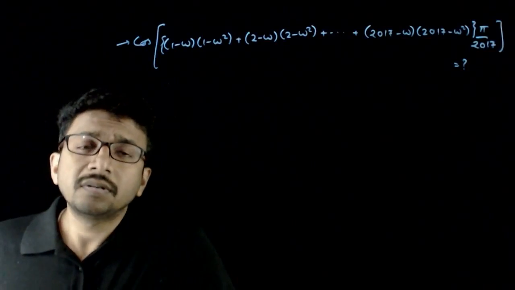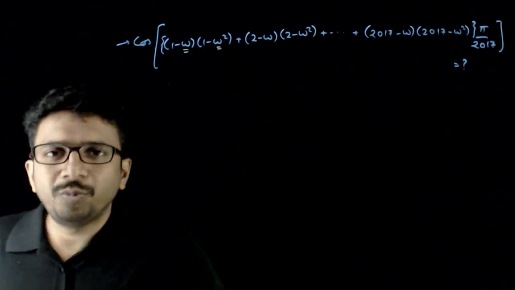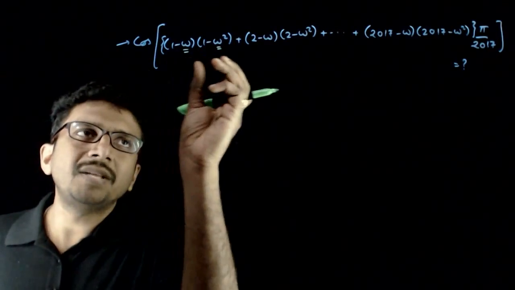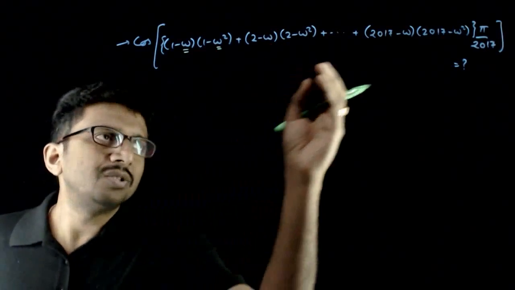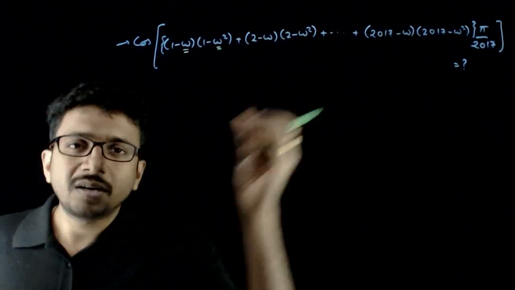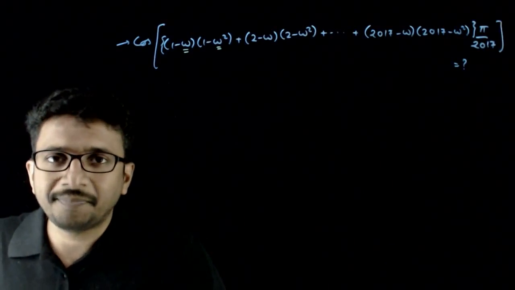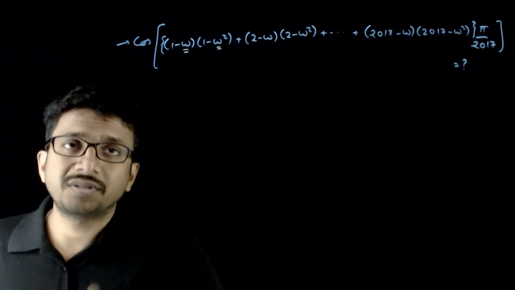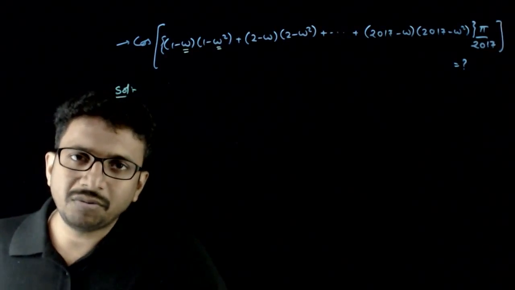So welcome students. In this question you're given that omega is the complex cube root of unity, and you're asked to find the value of cos of [(1 minus omega)(1 minus omega square) plus (2 minus omega)(2 minus omega square) and so on up to (2017 minus omega)(2017 minus omega square)] times pi by 2017. So how do we do this? What is the theory that I'm going to use?